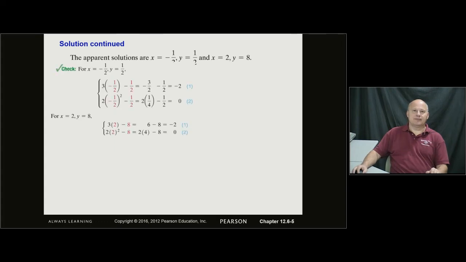And we'll check them. Now, checking is not mandatory. I'm just showing you that you could check them just to make sure they work. So if x is negative 1/2, on both of them, they both equal the right side. And then if x equals 2, then y equals 8, you check on that one, and it also works for both equations. All right?